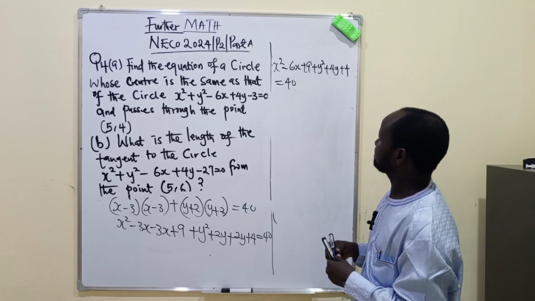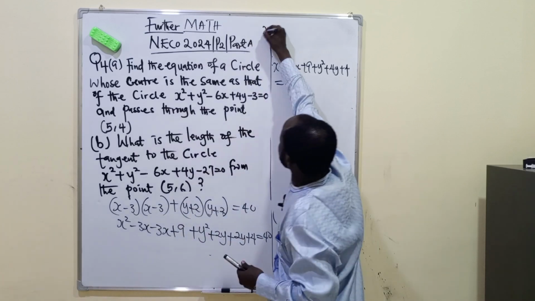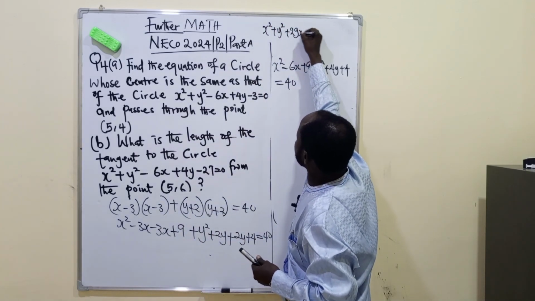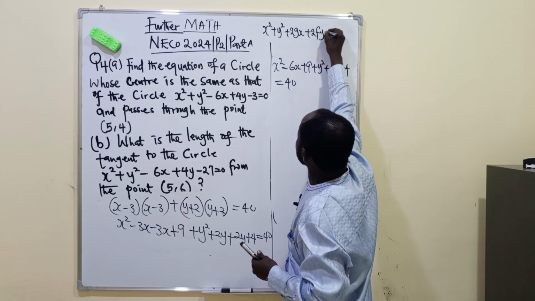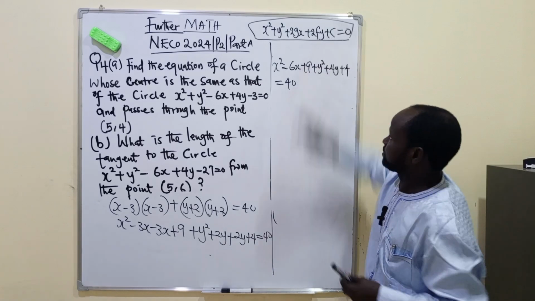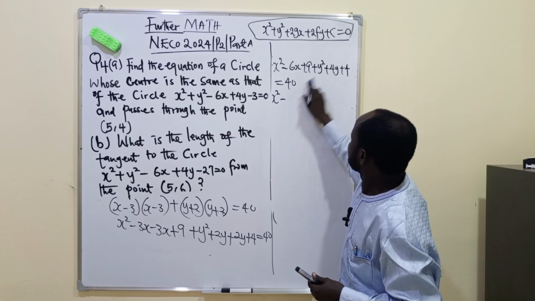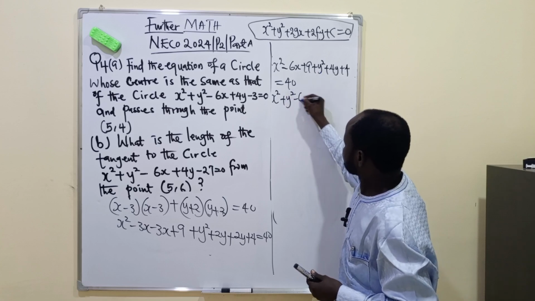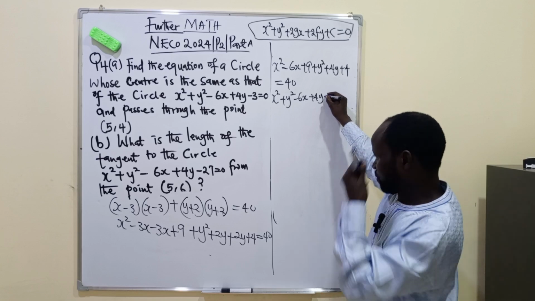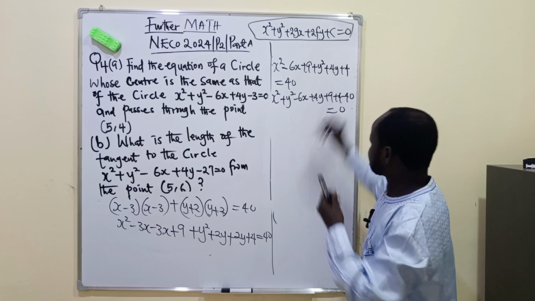Okay, the standard equation of a circle is of the form x squared plus y squared plus 2gx plus 2fy plus c equals 0. So we have to rearrange this to look like this. So this will be x squared plus y squared, minus 6x plus 4y, plus 9 plus 4 minus 40, equal to 0.